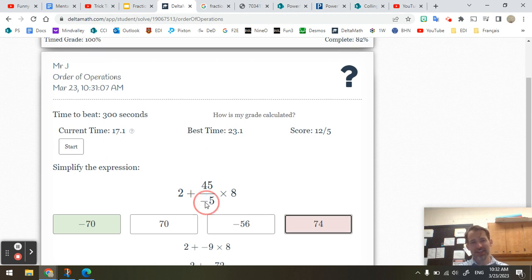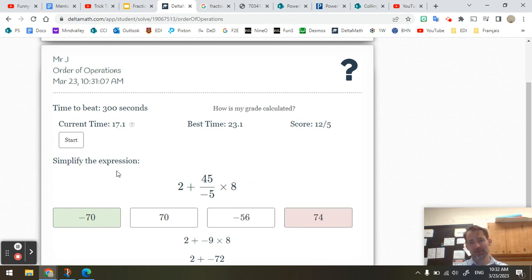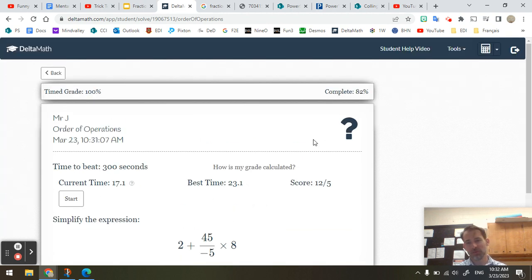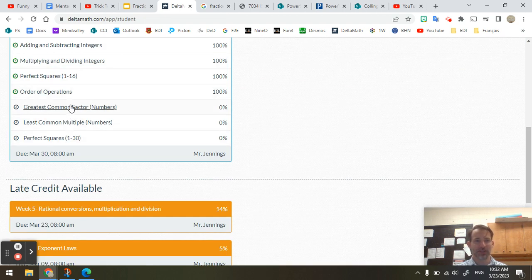I pushed it and I was like, oh, right, there's a negative in there. So anyway, that was that. Do some order of operations practice, and try and have fun. As much fun as I have when I make a mistake. I laugh a little bit at myself.